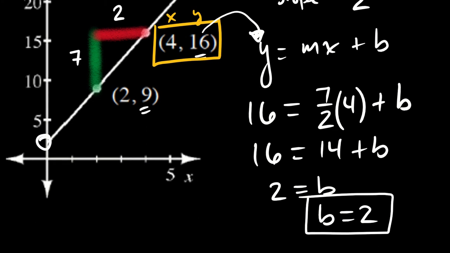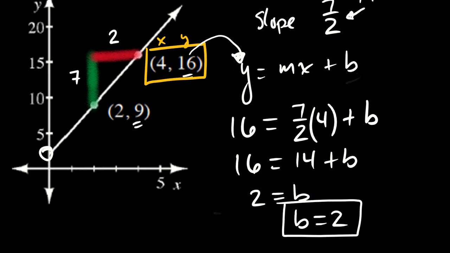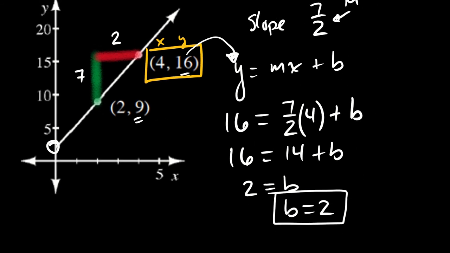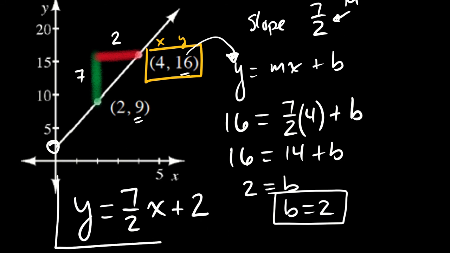Notice it didn't mark it exact, so it could have been like 1 and 7/8 or something like that. So we really need to take a look at this closely. But now I know both of my parameters, my slope parameter and my y-intercept parameter. And I can write y is equal to the slope parameter, 7 halves, times x, plus my y-intercept parameter, 2. So y equals 7 halves x plus 2.